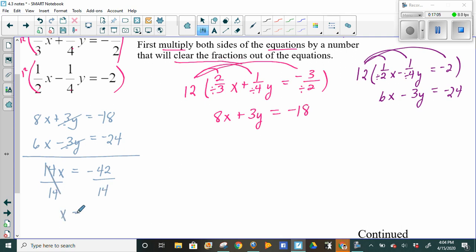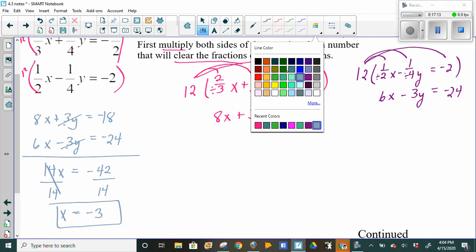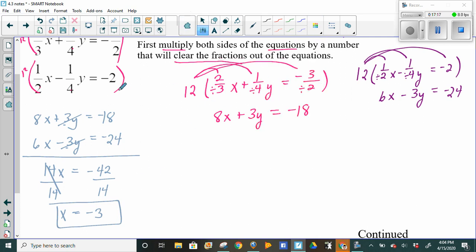And negative 42 divided by 14 is negative 3. So now I know what x is. So now you're going to take that and plug it back in. If you want to plug it into one of these fractions, you're more than welcome to, or you can choose one of these two equations here. I'm just going to choose the first one just because that's consistent.